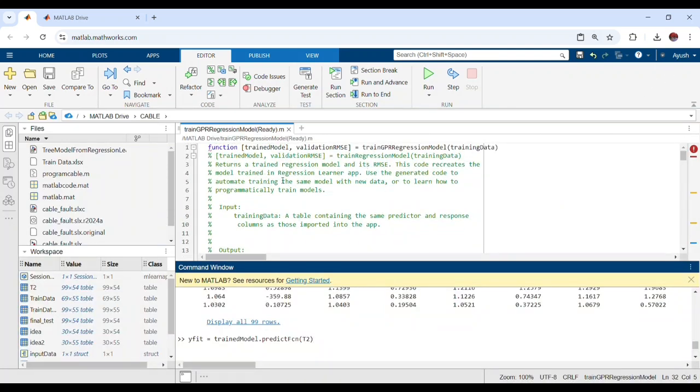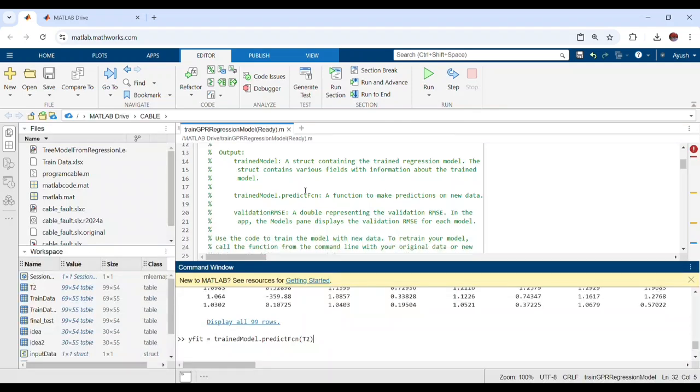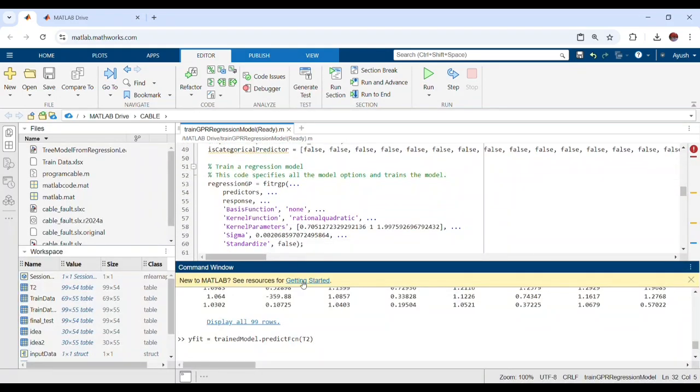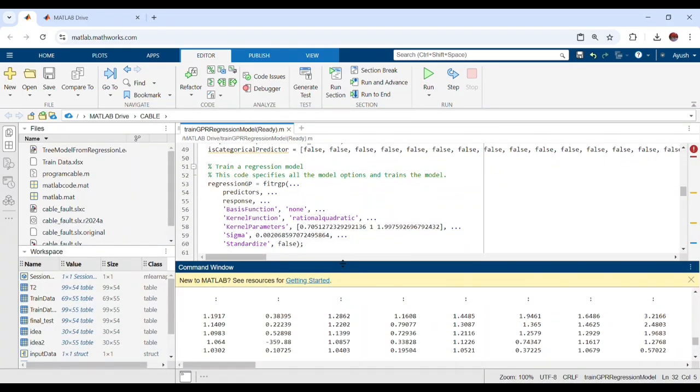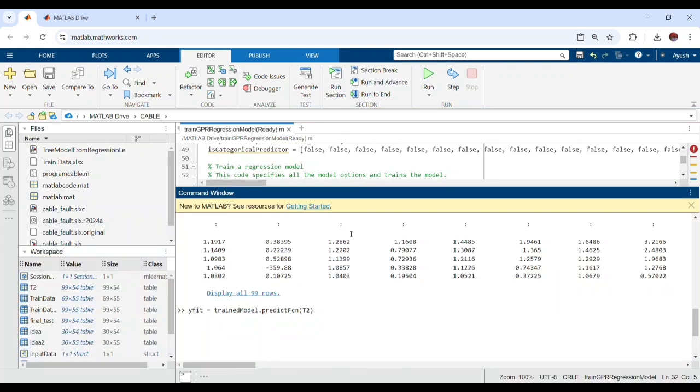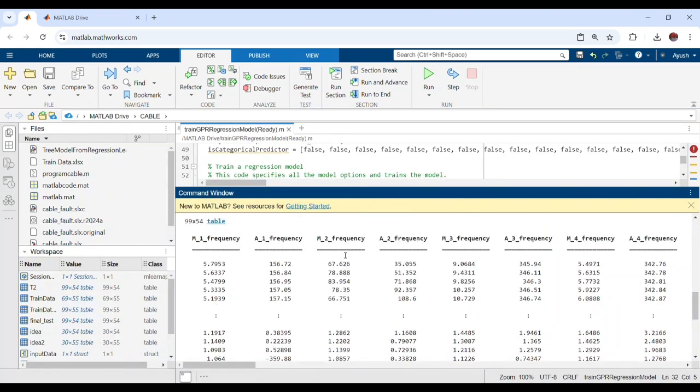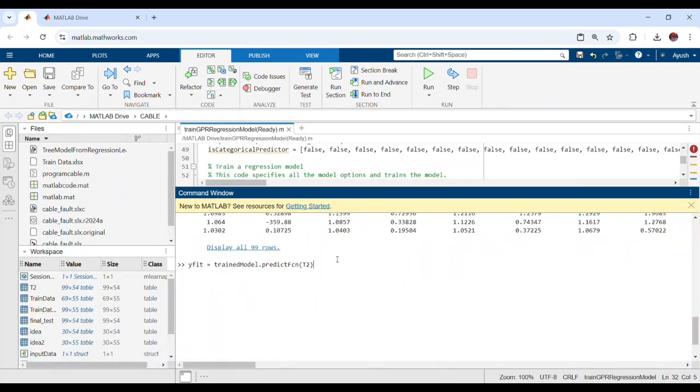Now you can see the code of the model. This code is then used at the command window to find out the prediction of the model, how accurate the model is.